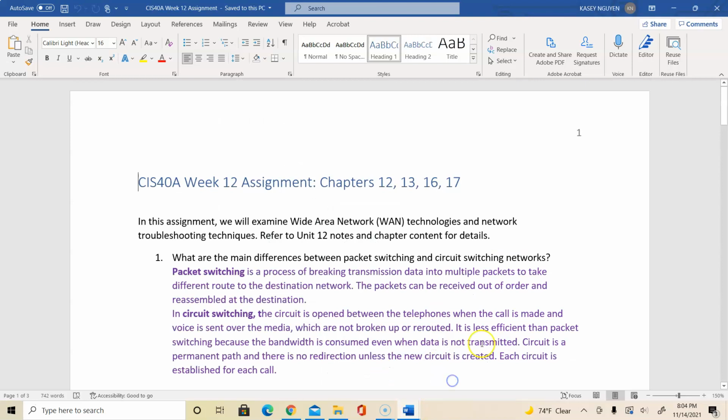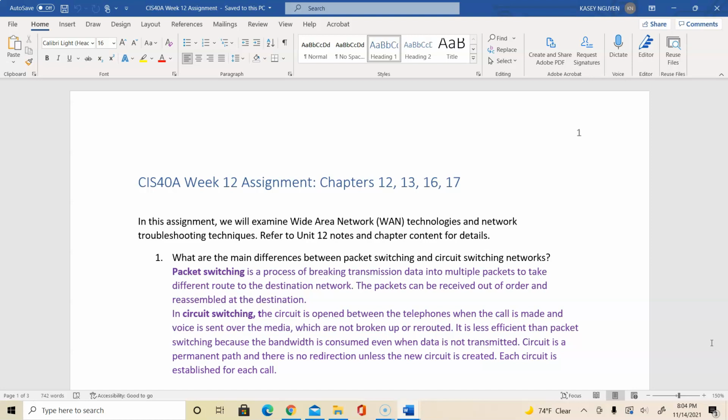So in the first question of your assignment, it asks you the main difference between packet switching and circuit switching networks. The packet switching is a process of breaking the transmission down to multiple packets to take different routes to the destination network. And the packets are received out of order. It would then use sequence numbers and protocols in order to put the packets back together and present that to the destination system.